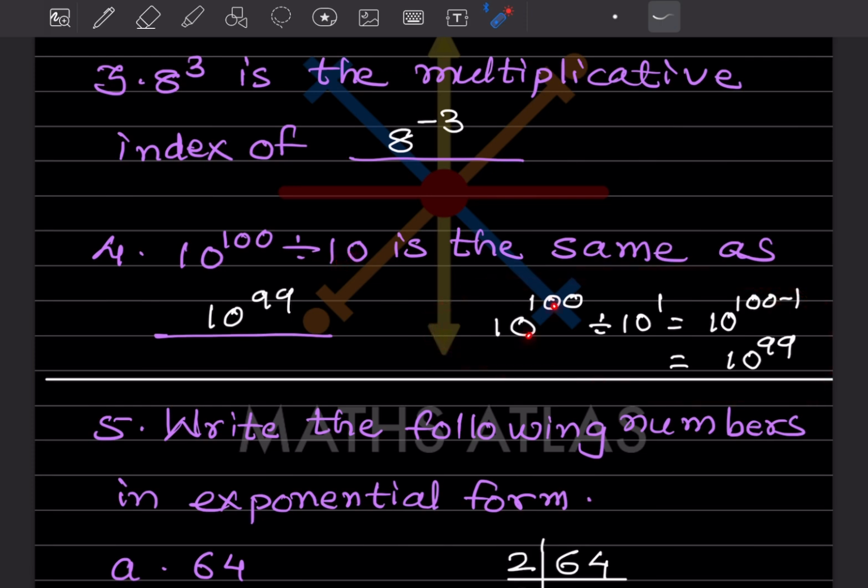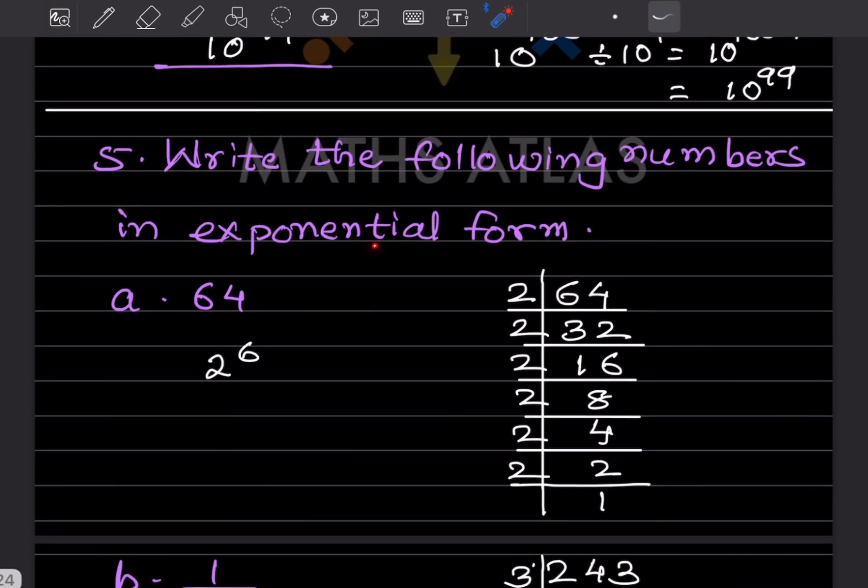10 raised to 100 divided by 10 raised to, here we can write 1. So now this is divide, which means a raised to m minus n. So this will be 100 minus 1. So this is going to be 10 raised to 99. This is the answer.